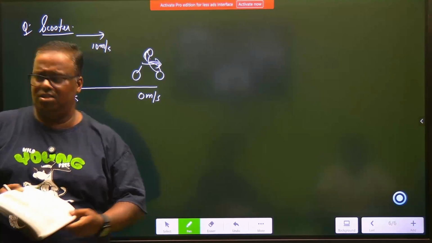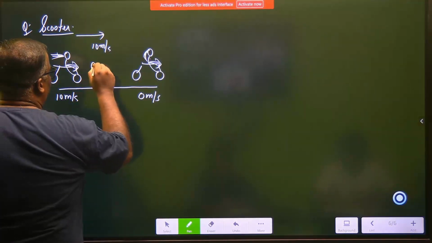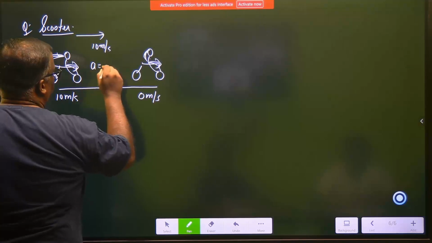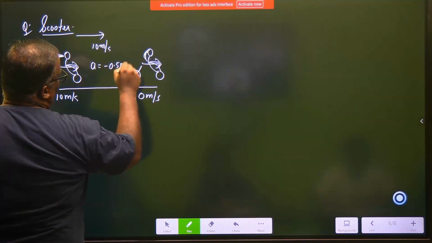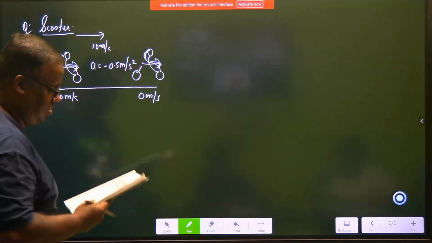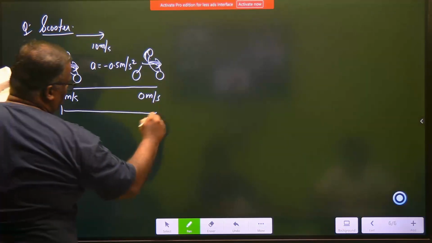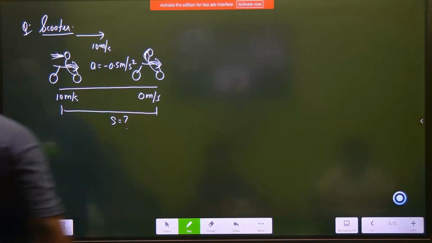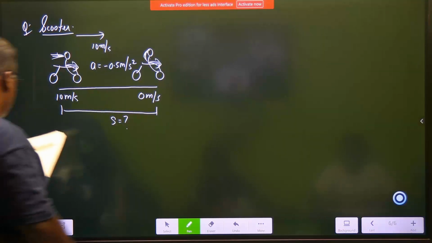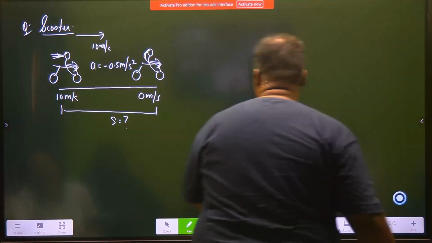Negative acceleration. Come on, you guys are pathetic, you know. So the acceleration is negative 0.5 meter per second square. You should understand. How much distance, wheel to wheel, will the scooter cover before it comes to a stop? Can you all do it now, or do you want me again?